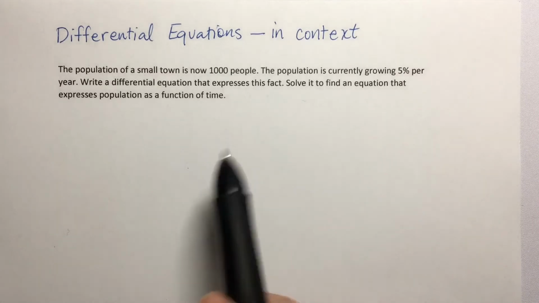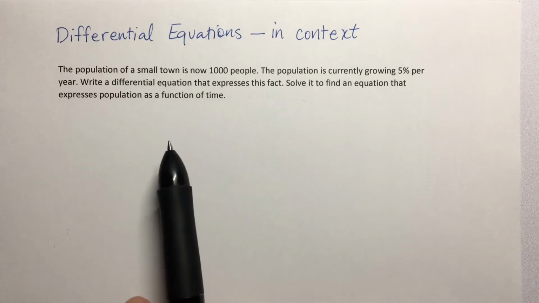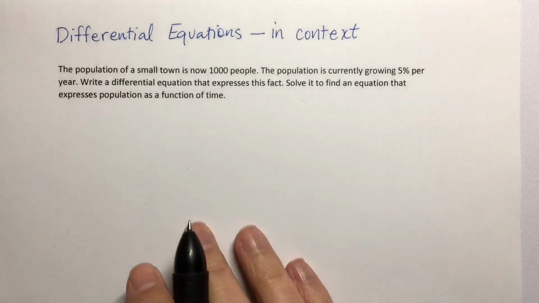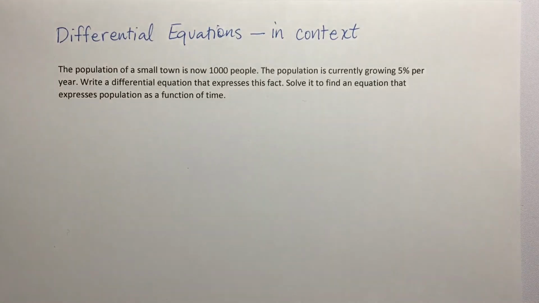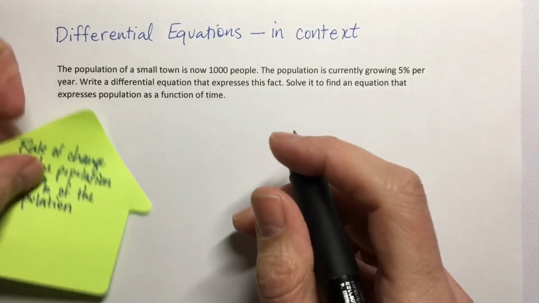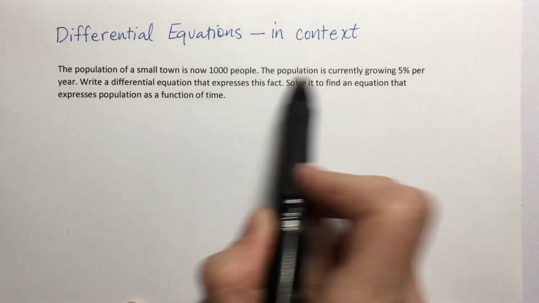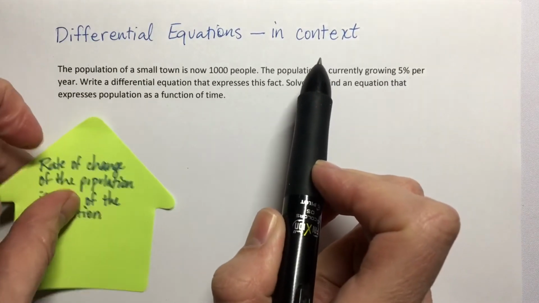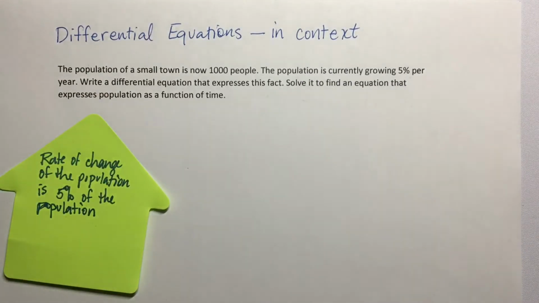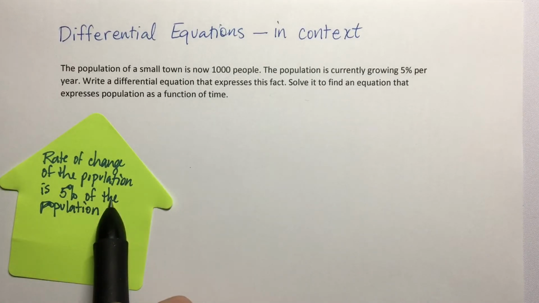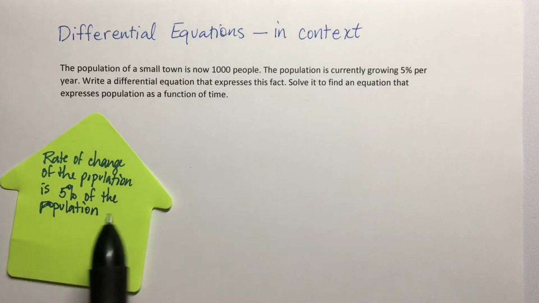Okay, you're probably looking at that going, how is that a differential equation? I know that's that dy dx equals blah, blah, blah, whatever. And you're kind of going, huh? And that's okay. Another way you could consider this, that the population's growing 5% a year, is something more like this. The rate of change of population is 5% of the population.